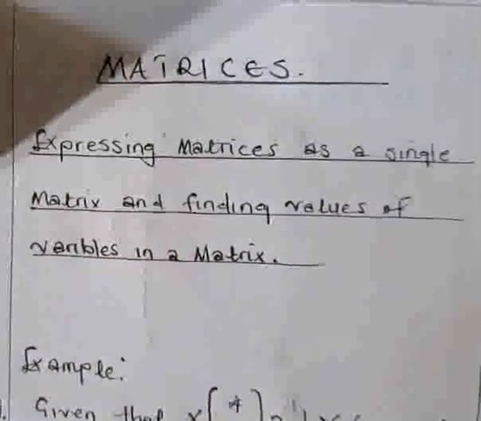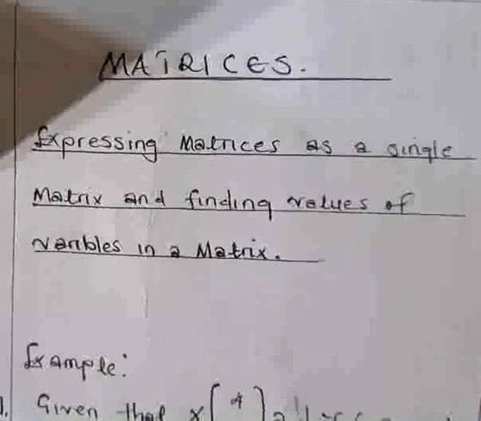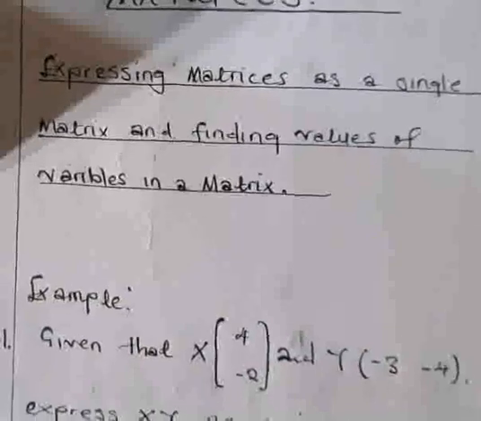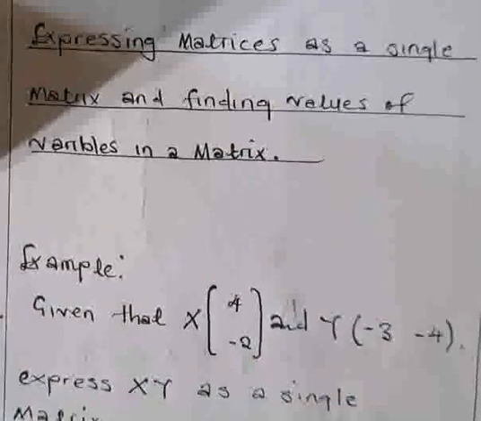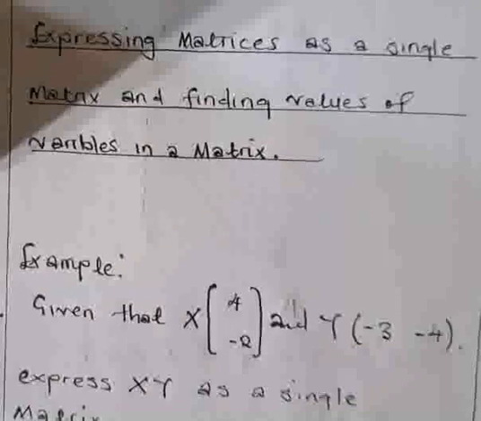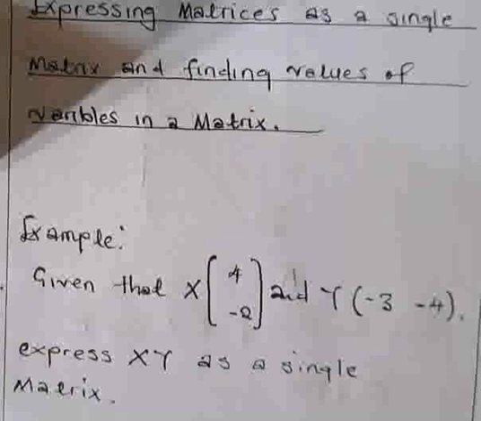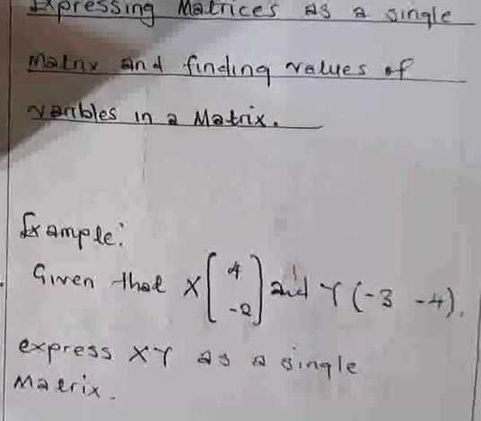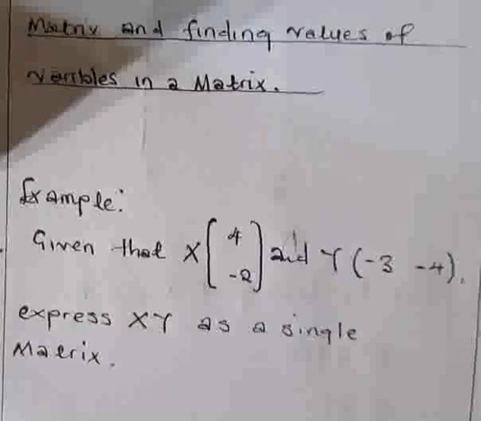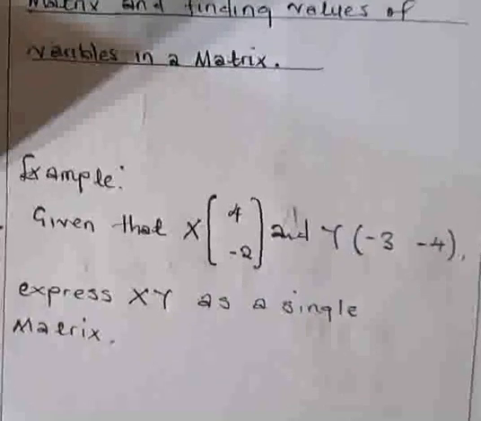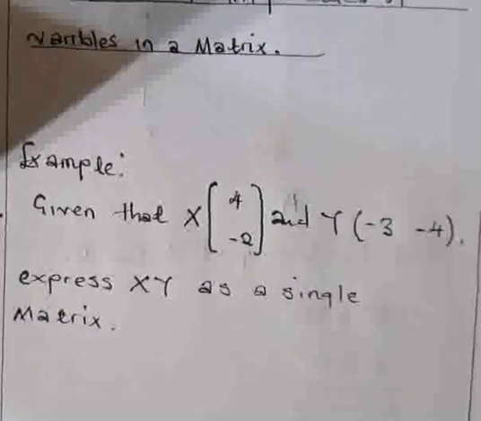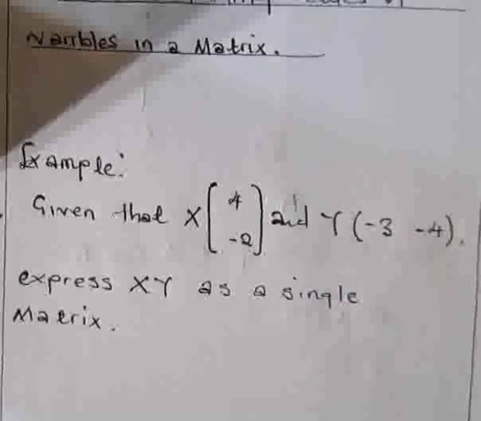But for this one, let's just concentrate on this one, because sometimes we may get confused about what we should do when we find questions like these ones. All right, so we have an example there. Given that matrix X is equal to 4, -2, and Y is -3, -4, express XY as a single matrix. By expressing, they mean combine these as a single matrix.